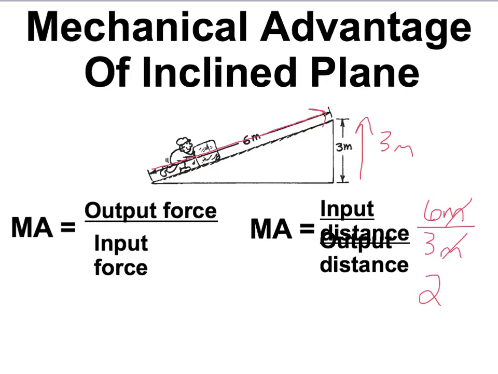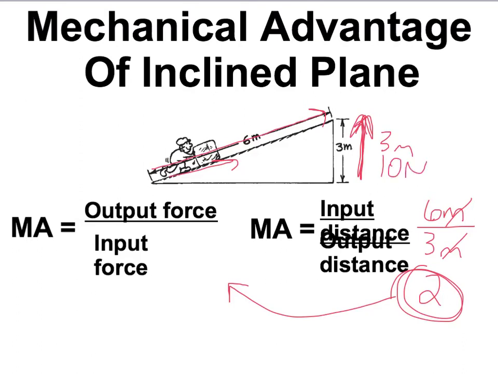Now the cool thing you can do with mechanical advantage is figure out how much force it's going to take to push this block of ice up here. And how you do that is you take this 2 and you use it for the other formula. So let's suppose that this block of ice weighed 10 newtons. Well, to lift that up 3 meters, that would require you to use 10 newtons. Right? You'd have to counteract the force of gravity on that block of ice.